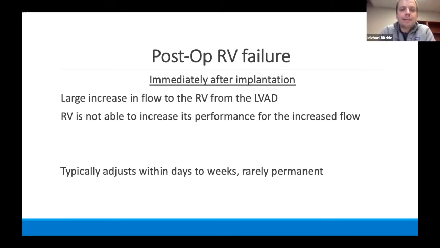So if you have somebody that's in decompensated heart failure and they have low cardiac output, and then all of a sudden you put in a VAD and you add 5 liters of flow that's going to be going around the body to the right side of the heart, if the RV is not able to increase its performance to handle that increase in flow, then you're going to go into RV failure. It's going to dilate out, and then they're going to end up having severe complications, and a lot of them die if you can't support the RV until it can remodel and do what it needs to do.